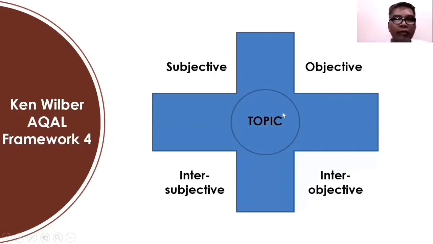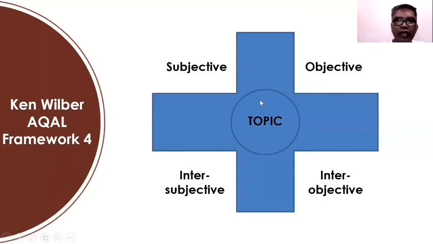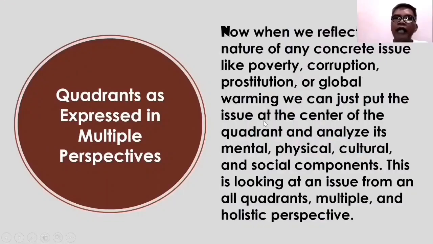Now, there is a topic at the center. It represents the problem that we want to solve. So, if we are going to reflect philosophically, you will consider all of these aspects. Okay, look. For example, when we reflect on the nature of any concrete issue, like poverty, corruption, prostitution, or global warming, or any problems in the society, we can just put the issue at the center. Sinasabi ko ngayon na, you will put the issue at the center, then analyze its mental, physical, cultural, and social components.